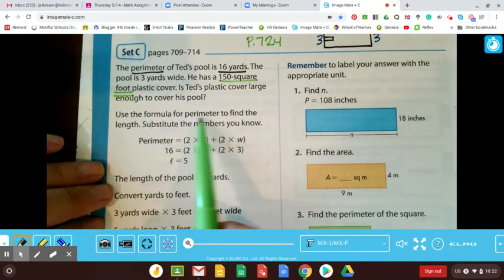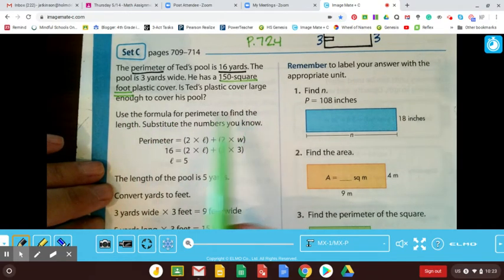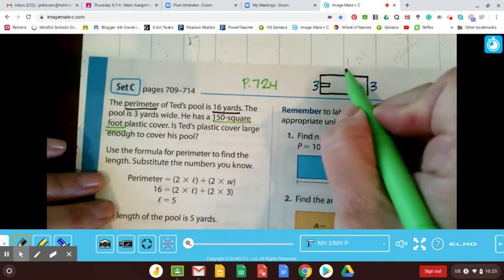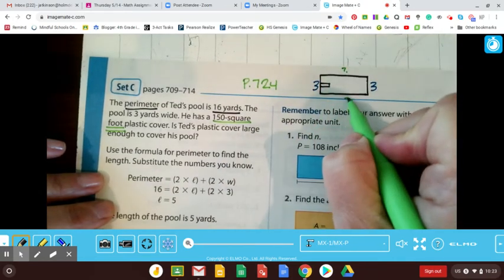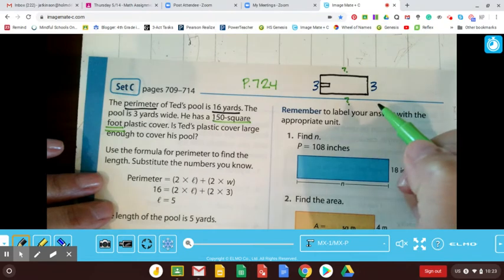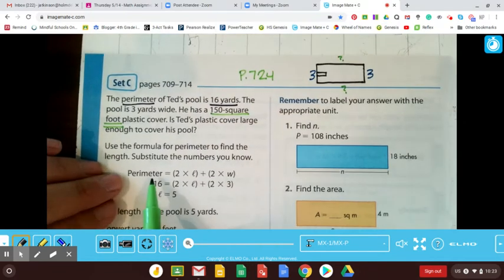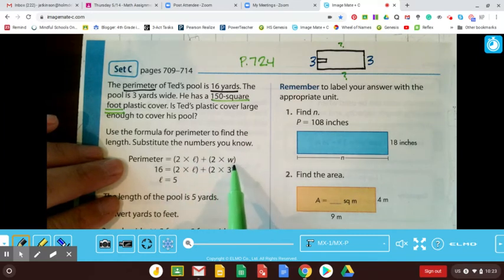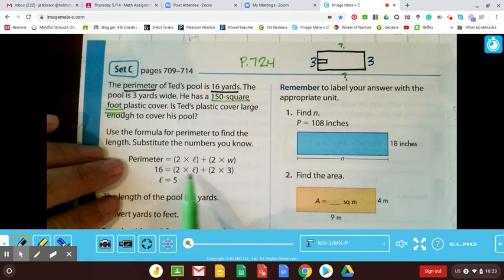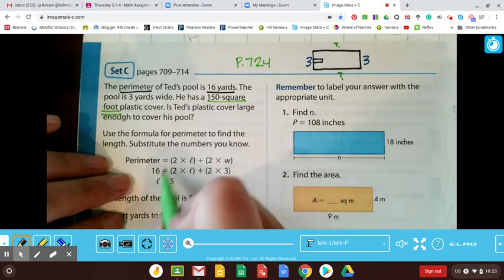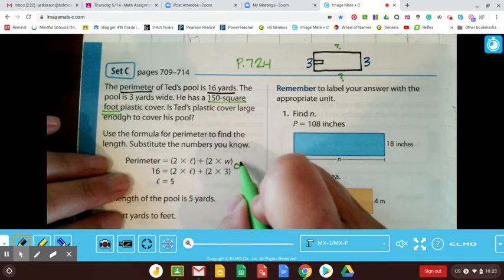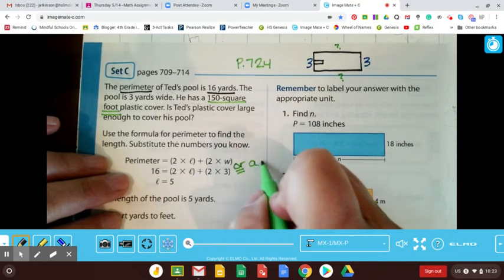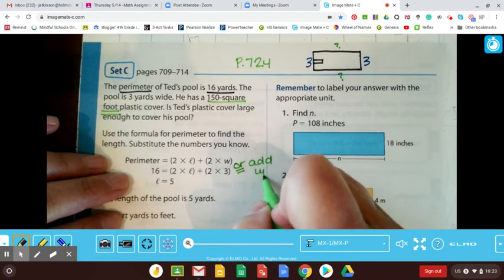So first we have to use the formula for perimeter to find the length, right? We need to find what these two question marks are up here. We need to find the length. So we could use the formula for perimeter, which is 2 times the length plus 2 times the width. Okay, we already know that the width is 3, so now we have to figure out what the length is. Now, another way to find perimeter, I'm going to write the word or here, we can also add up all the sides.